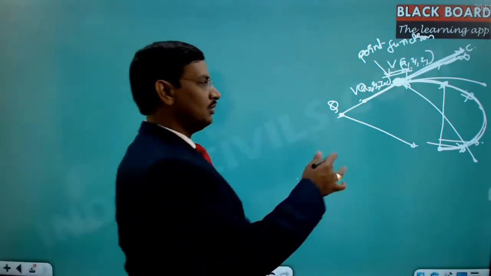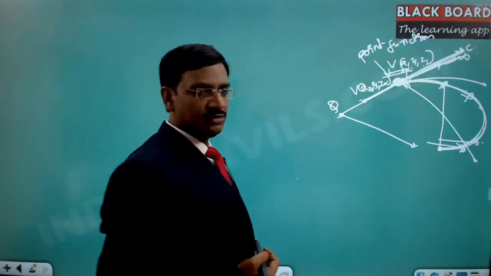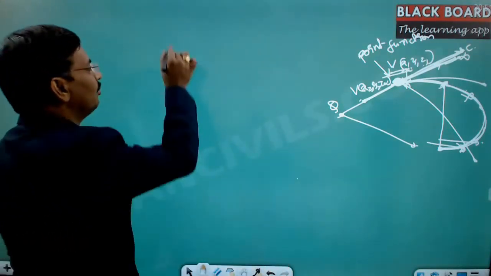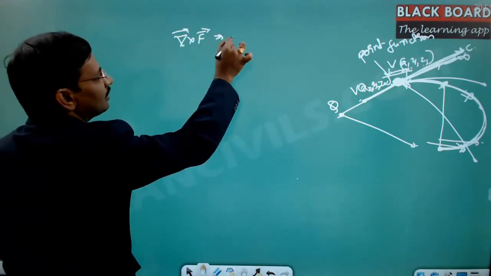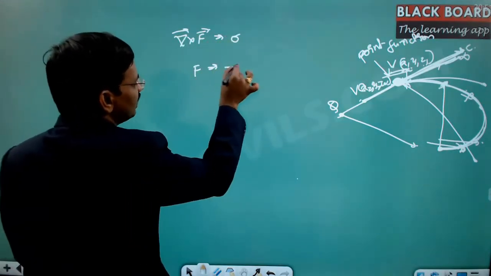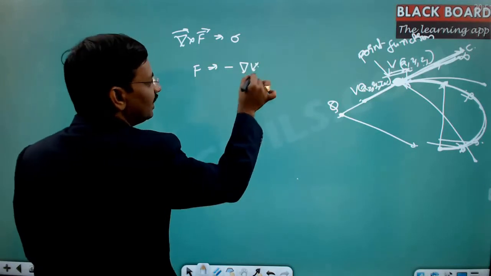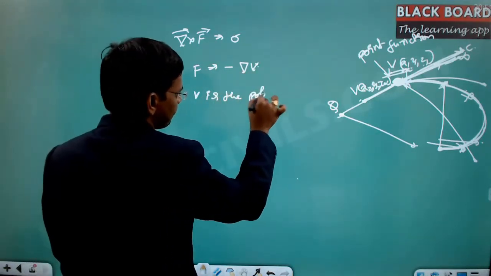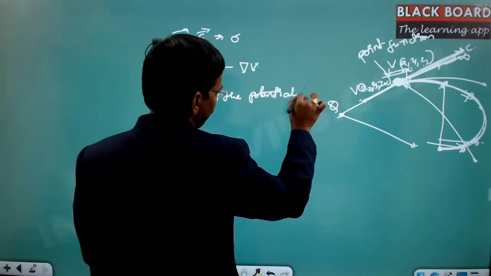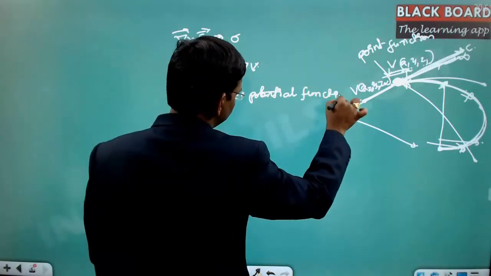Now, in the presence of a conservative force field, meaning wherever del cross F equals 0, F can always be expressed as minus del V, where V is the potential function.